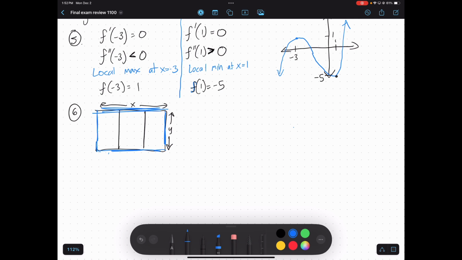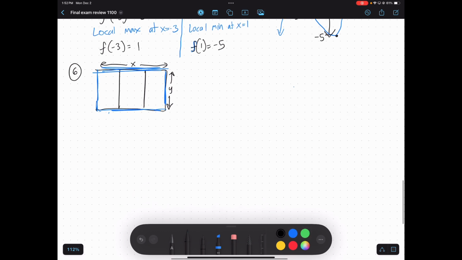Okay. Why is this optimization? Because we're optimizing the amount of area that we can fit in here, which really boils down to maximizing or minimizing. Okay. And then it also tells me that we have 976 yards of fencing. And then I want to maximize the area.